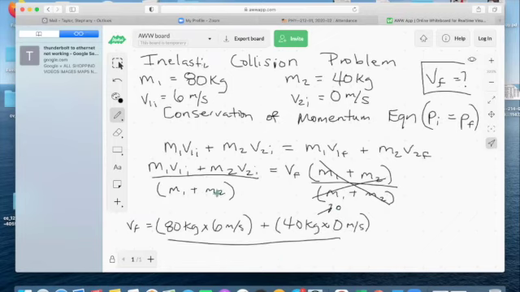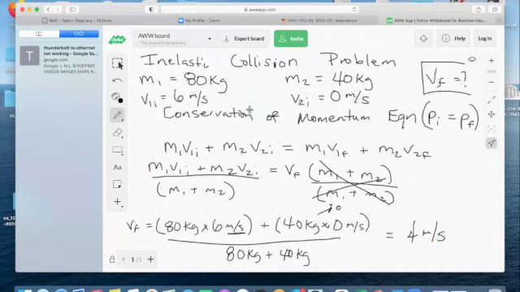And then that's divided by their masses added together. So in the denominator, you're going to have 80 kilograms plus 40 kilograms. It is 4 meters per second. All right, so the kilograms in the denominator are going to cancel with the kilograms in the numerator, so the only thing you're going to have left is meters per second. All right, so 4 meters per second.